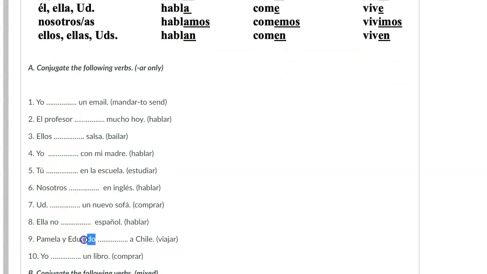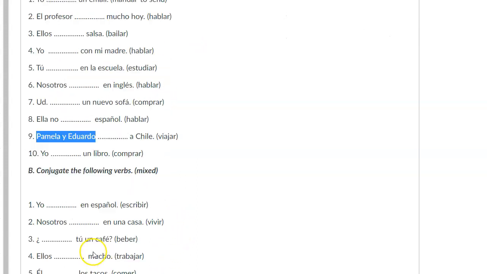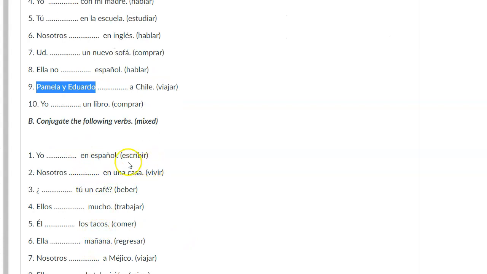Pamela y Eduardo is a plural subject, obviously, because we're talking about two people. So you're going to use the ellos, ellas, ustedes form for that one. Right? Two people. They. Ellos. Pamela y Eduardo viajan, V-I-A-J-A-N. Viajar is to travel. So part A is AR verbs only. Part B is a mix of AR, ER, and IR verbs.